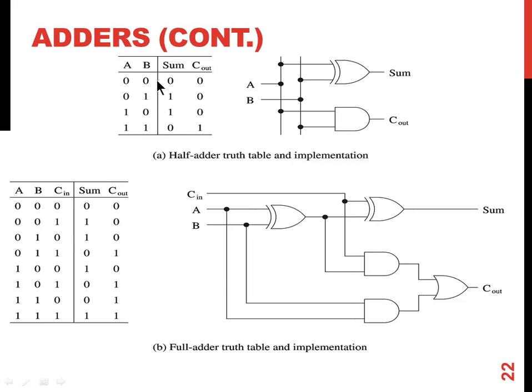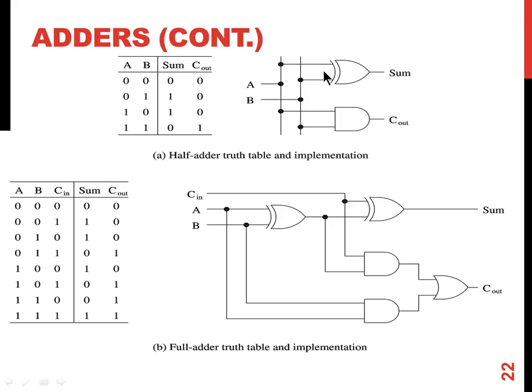Half adder is a circuit where you have two inputs A and B. There are two outputs, sum and C out. 0 plus 0 is sum 0 with carry out 0. 0 plus 1 is sum 1 with carry out 0. 1 plus 0 is sum 1 with carry out 0. And 1 plus 1 inputs will give me sum 0 and carry out 1.